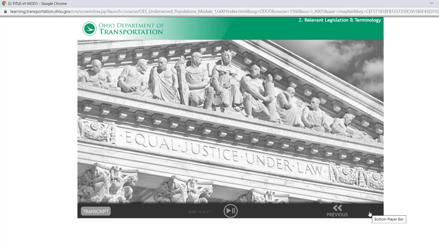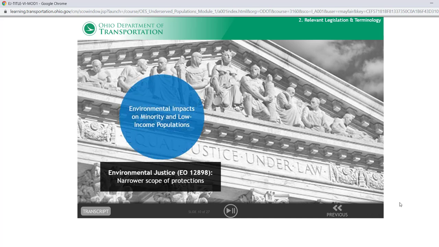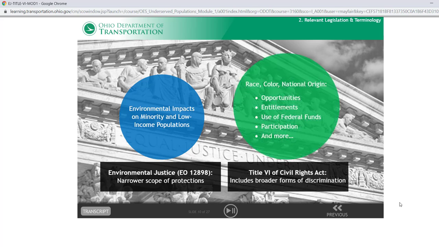Let's compare EJ and Title VI. EJ has a narrower scope of statutory and regulatory requirements. EJ considers only disproportionately high and adverse effects on minority and low-income populations. Title VI accounts for environmental impacts in addition to more subtle or remote forms of discrimination based on race, color, or national origin.